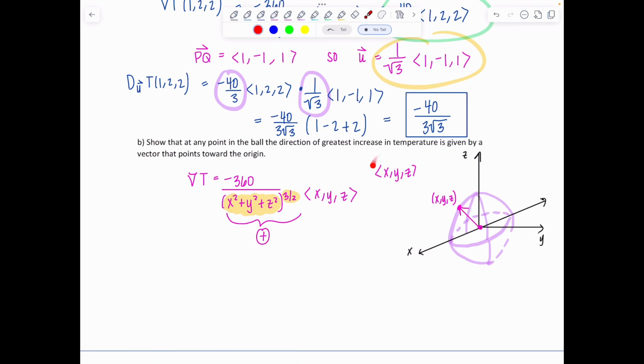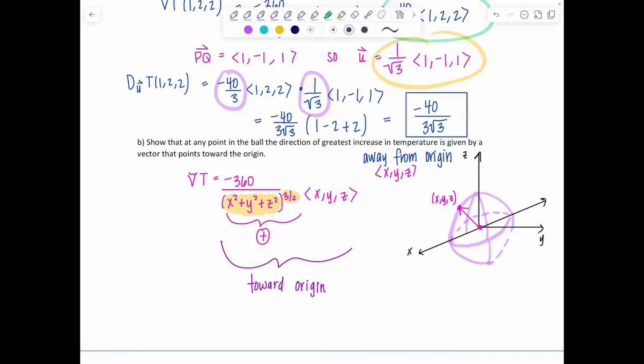Well, I know this vector points away from the origin. And this vector here is in the opposite direction because of this minus sign. So the gradient gives us a vector that points toward the origin. So basically you just need to say, yes, xyz is the position vector of the point xyz, and the gradient basically gives us the opposite of that, so it's pointing towards the origin. Good? Hopefully that makes sense.